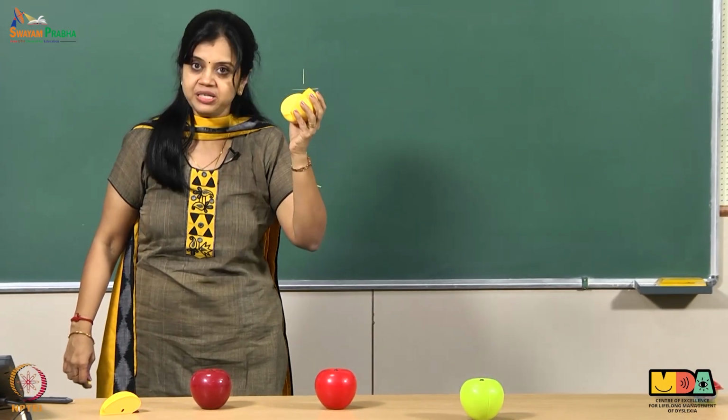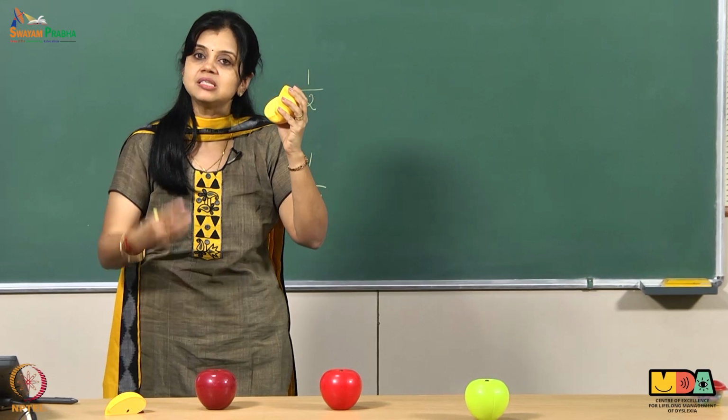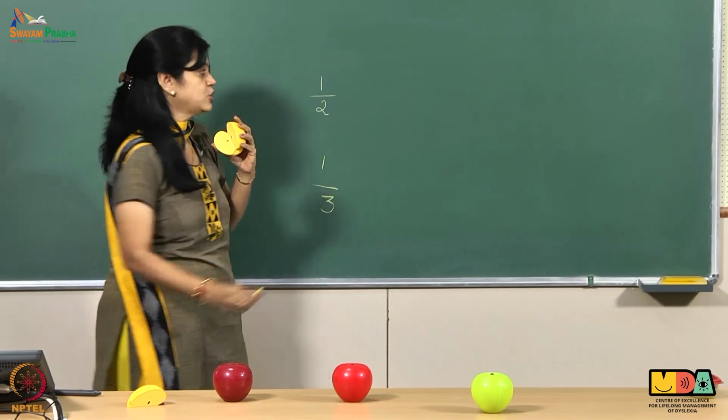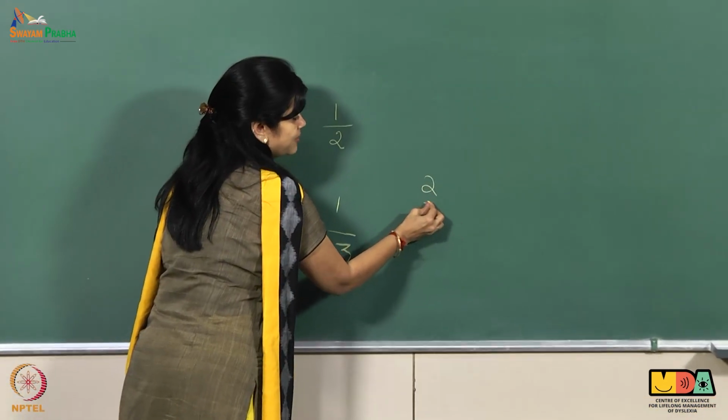How many do I have in my hand? I have 2 pieces. Out of how many pieces? 3 pieces. So, how do I represent it as a fraction? 2 by 3.